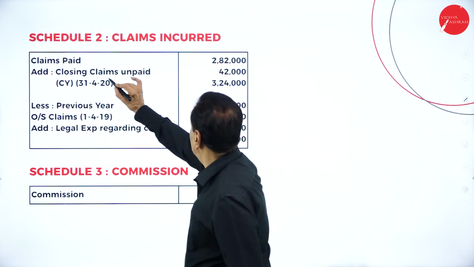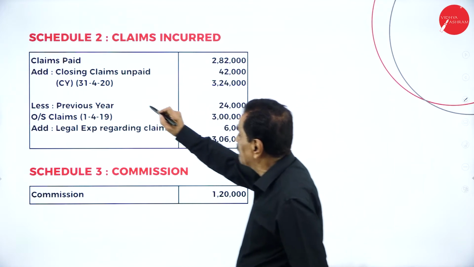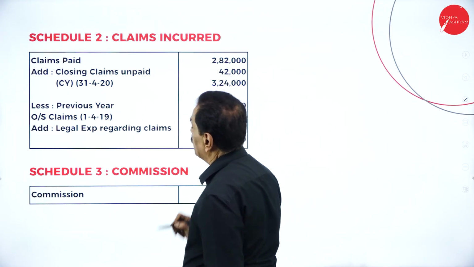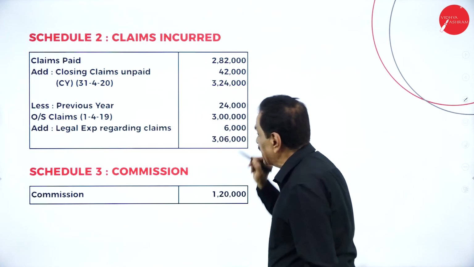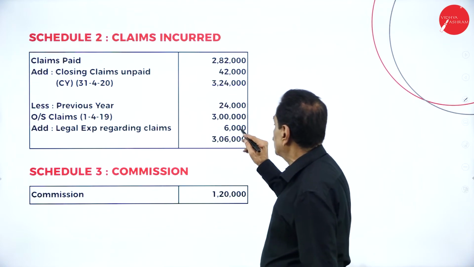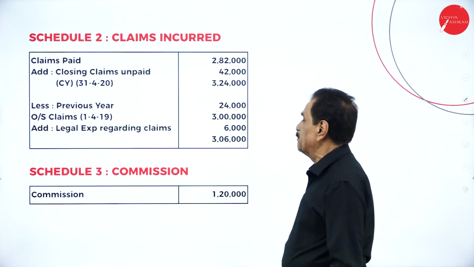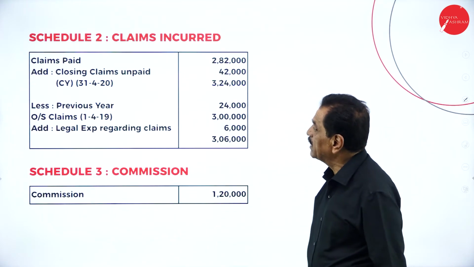Second one, claims paid 2,82,000. Add claims outstanding at the end of the year 42,000. Less claims of the last year 24,000 should be deducted. It's 3 lakh. Legal expenses regarding the claim, they say 6,000, should be added. It becomes 3,06,000. Commission paid 1,20,000.